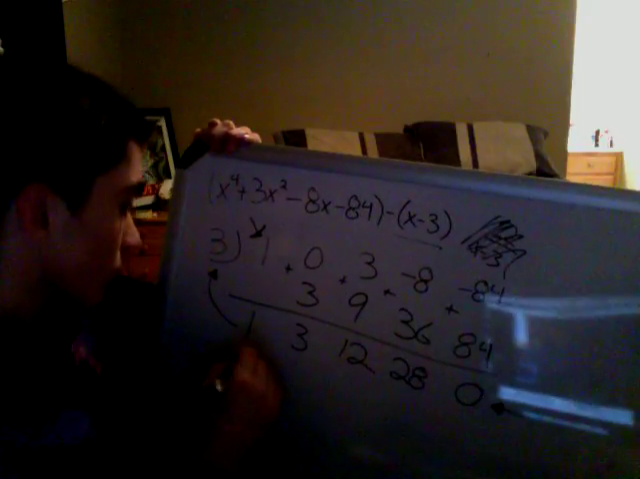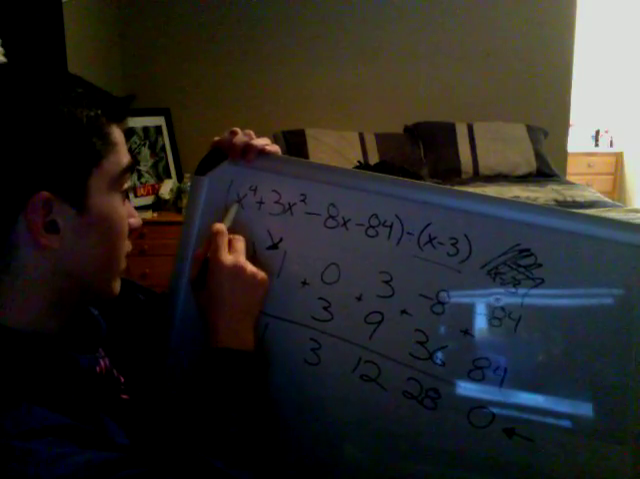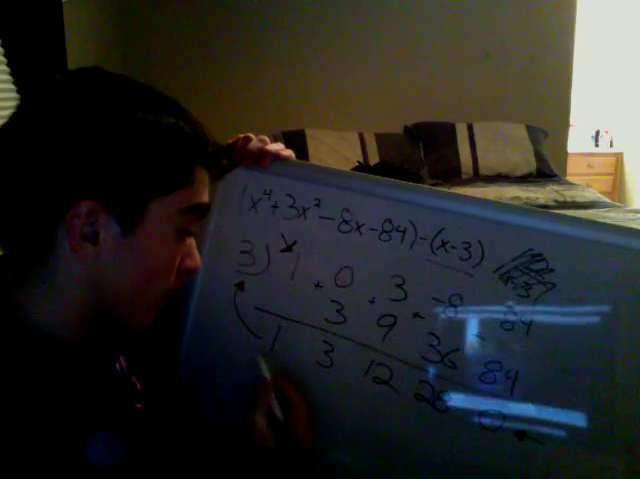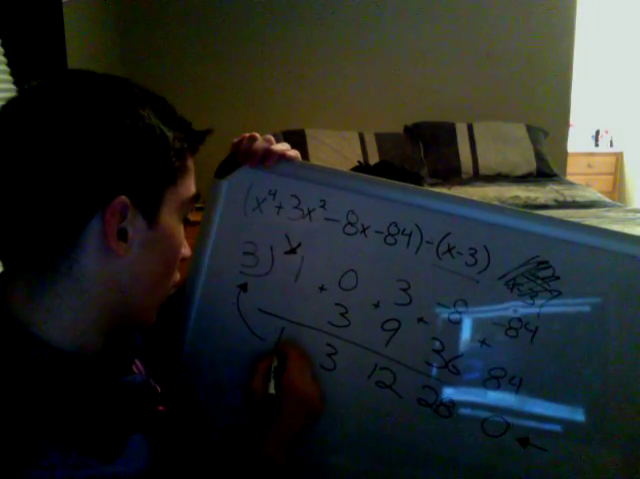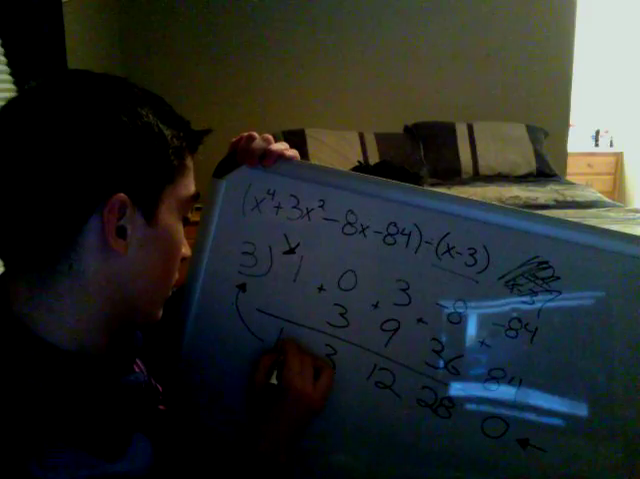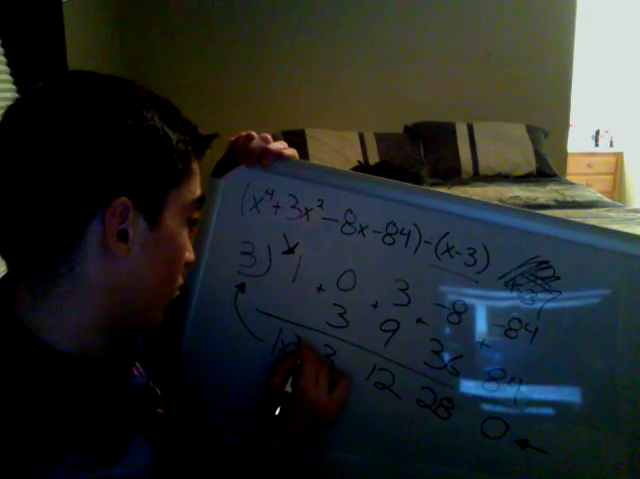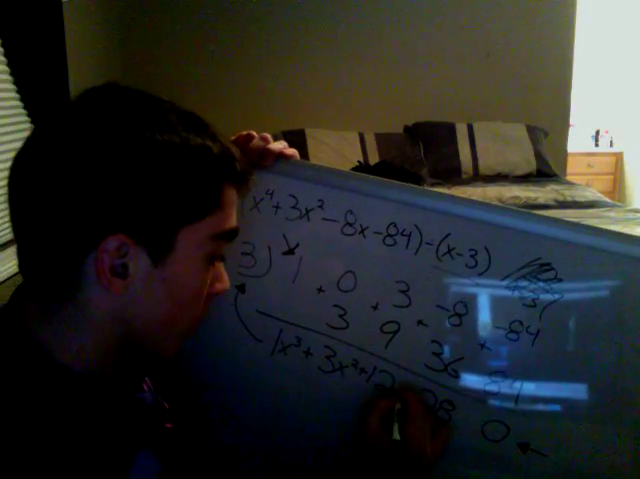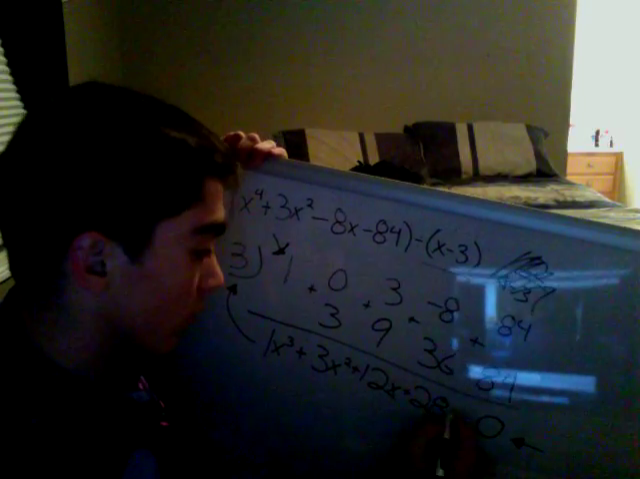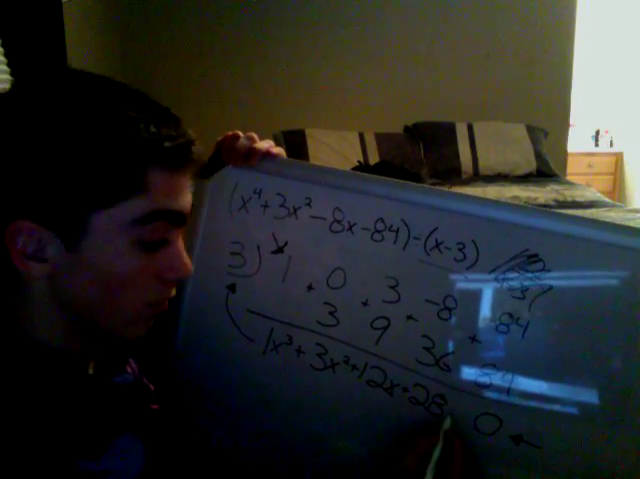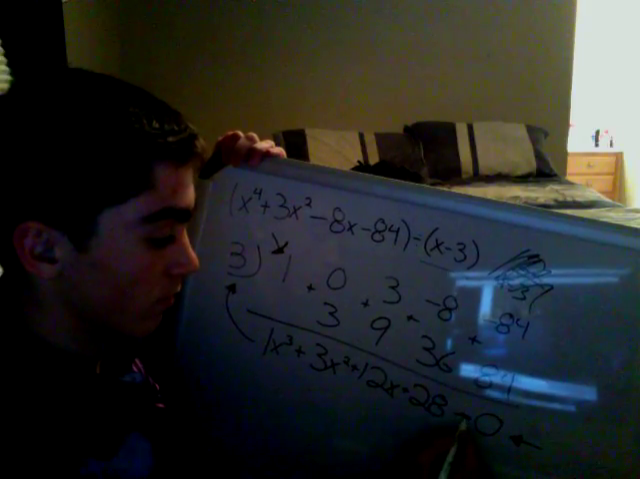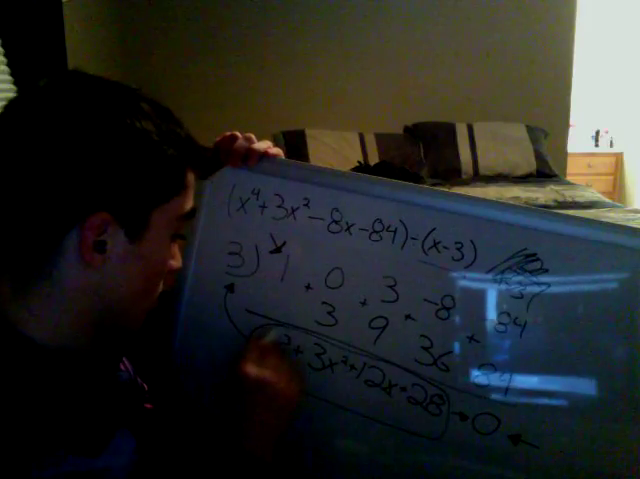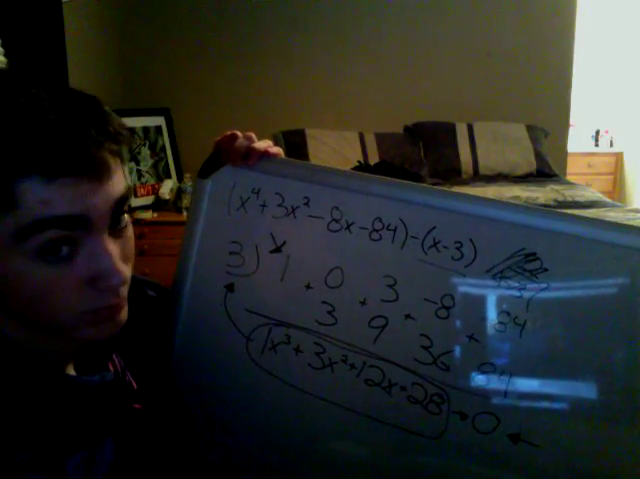So what you want to do now is give it 1 shorter than x to the 4th. So you want to go to the x to the 3rd, starting with that as 1. So 1 x to the 3rd plus 3x to the 2nd plus 12x plus 28. And then your remainder is 0. And right here, that's your answer. Simple stuff.